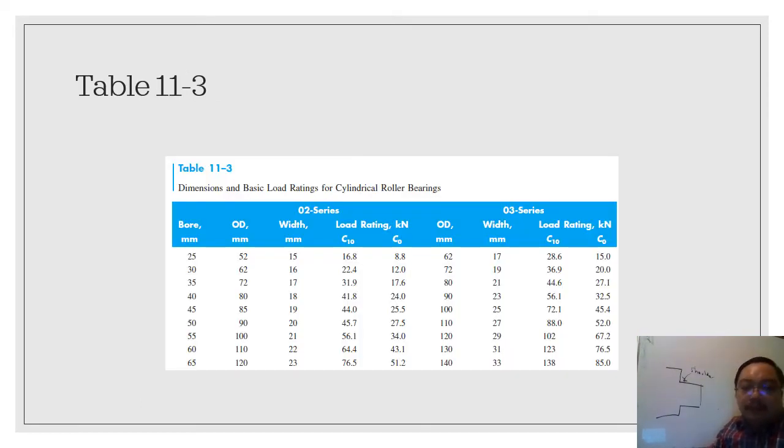Table 11.3 shows the dimension and basic load rating for cylindrical roller bearings. In the previous slide we were talking about ball bearings. Now we're talking about cylindrical roller bearings. This is the 02 series, this is the 03 series. Again, they have diameters as before. You have to design your shaft according to the dimensions given by the manufacturer.